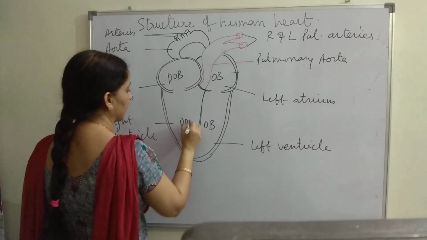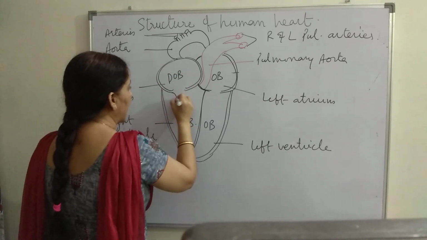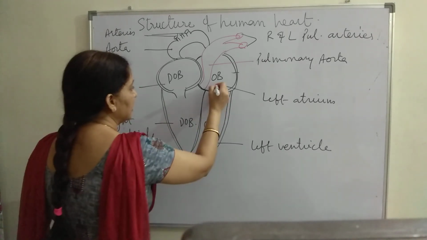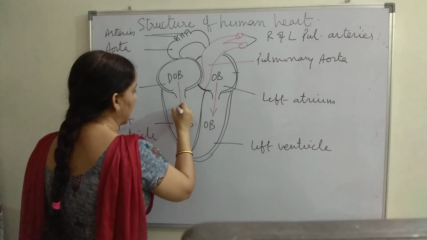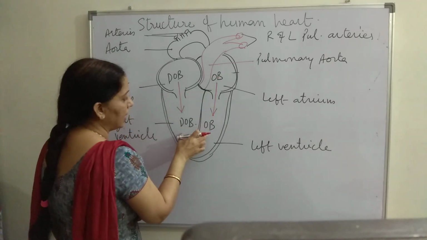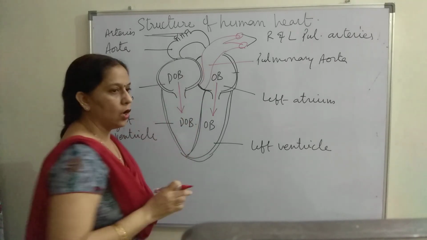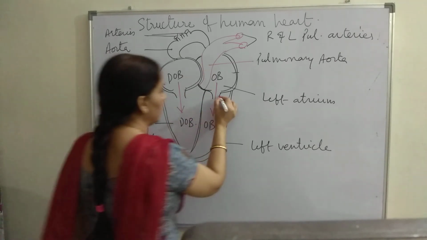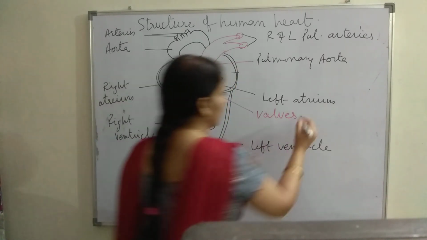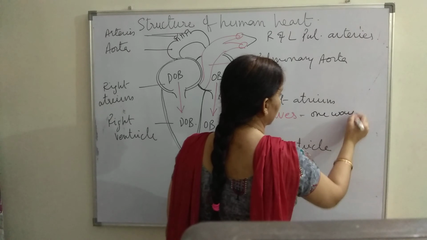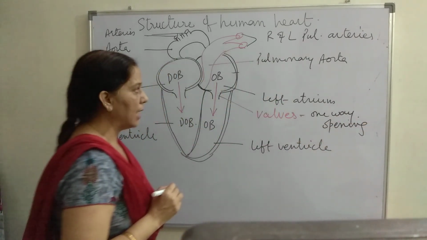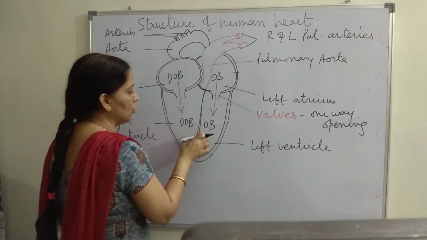What type of blood is in these chambers? Deoxygenated blood. Fine. There are openings between ventricles and atria. These are one-way openings which allow blood to flow from atria to ventricles. If blood tries to flow backward, it cannot go back because these openings, which are called valves, are one-way openings, and they allow blood to flow in one direction only, that is from atria to ventricles.